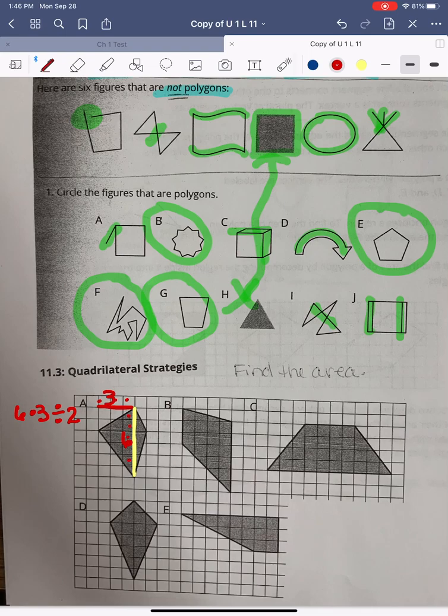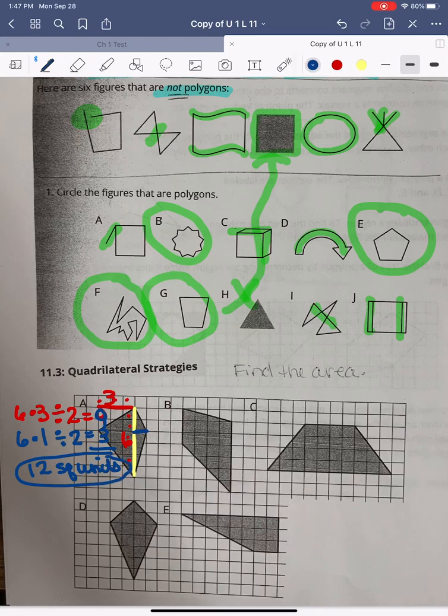So 6 times 3 is 18, divided by 2 is 9. Then I'm going to find the area of the other triangle. I'm still going to use the base, the yellow line of 6, and here the height of 1. So that would be 6 times 1 is 6, divided by 2 is 3. I'm adding now the 9 and the 3, so it would be 12 square units for the entire polygon.